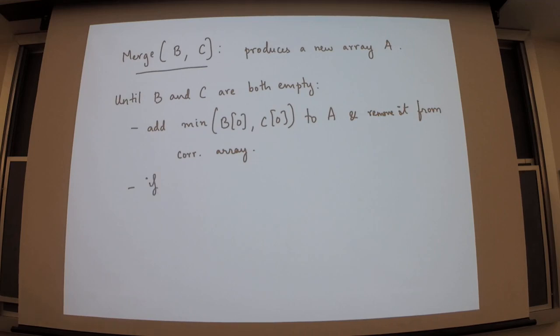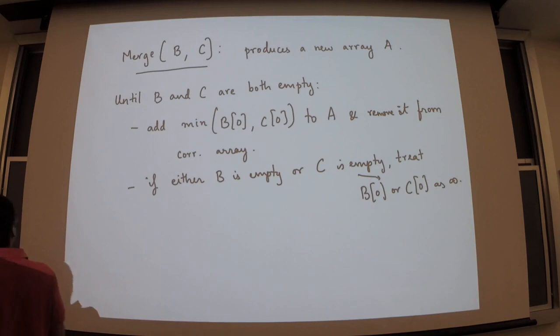And like you were saying, if one of the arrays becomes empty, if either B is empty, treat that B of 0 or C of 0, whatever corresponds to this thing, as infinite. So it never becomes the minimum value. Okay. So this is what you do.